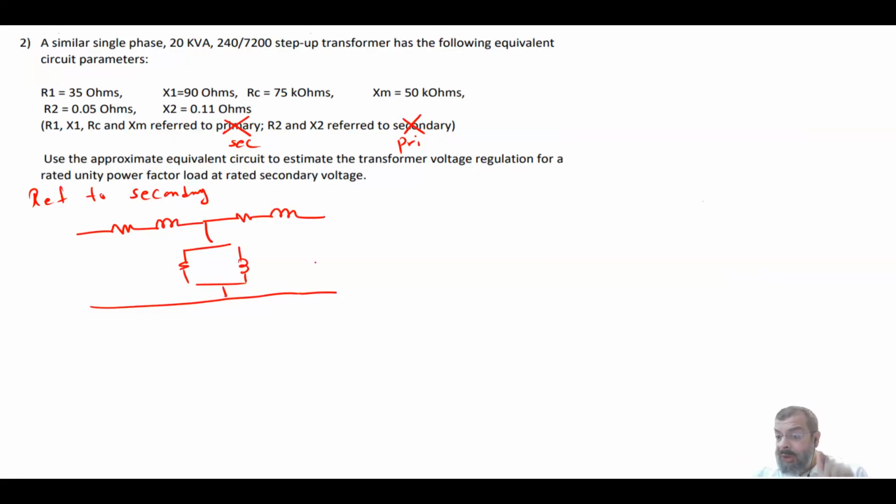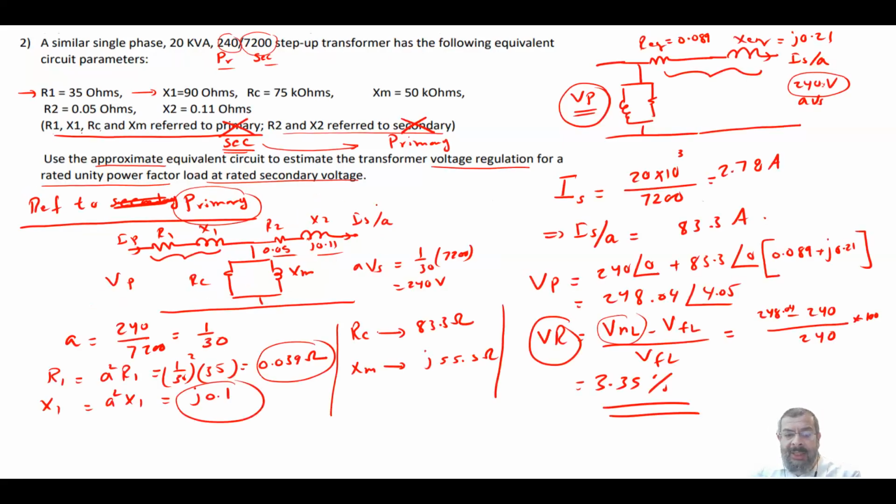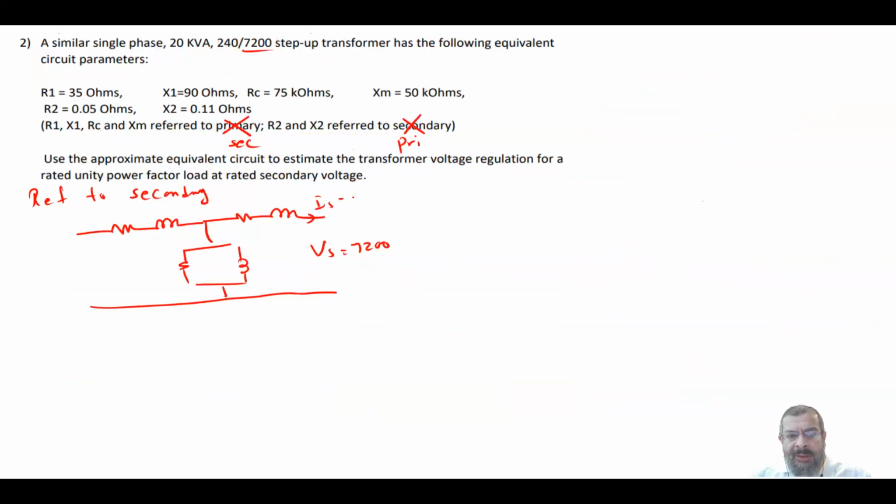Okay, now everything is referred to the secondary, which means the voltage here will be Vs only, which is the 7,200. So this is the voltage that I will be working with. And here I will use Is as it is. We already calculated that, Is is equal to 2.78 amp, so this is 2.78 angle of 0. Now R1 stays as it is, 35. X1 is j90, RC stays as it is, 75 kilo ohm, and XM is j50 kilo ohm.